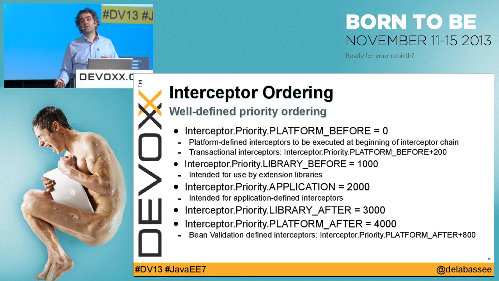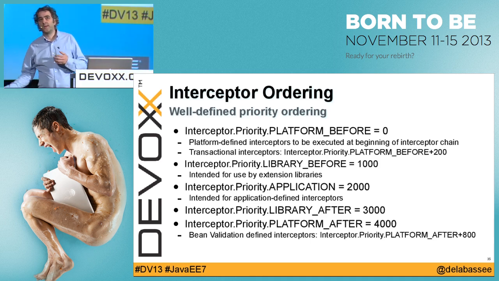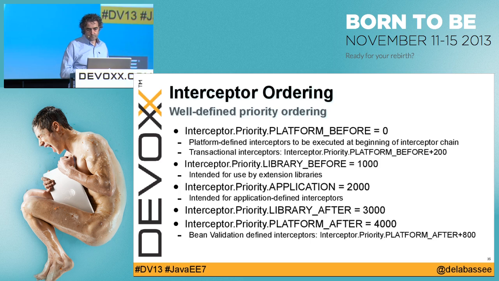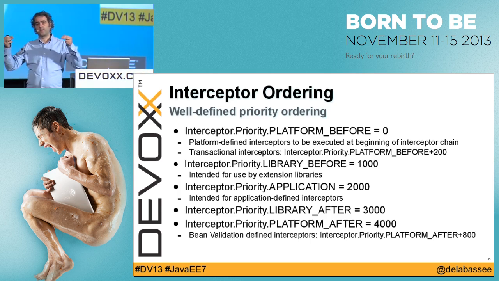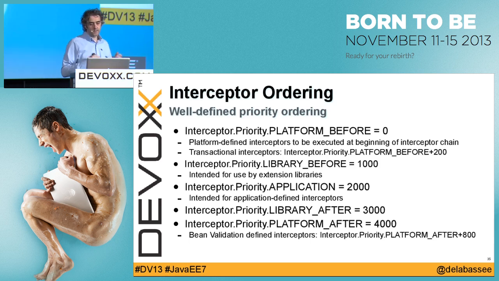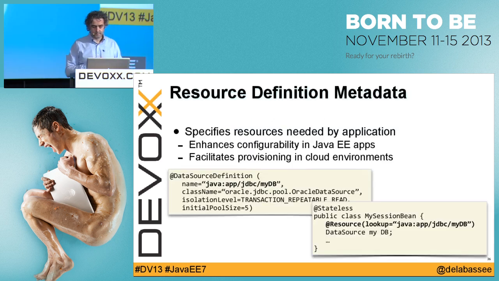So it depends on whether you are providing a library or an application and so on. The only thing that the specification doesn't say is, if you have two interceptors with the same priority, the order in which they will be invoked is not specified. That's something you have to keep in mind if you have such a case.